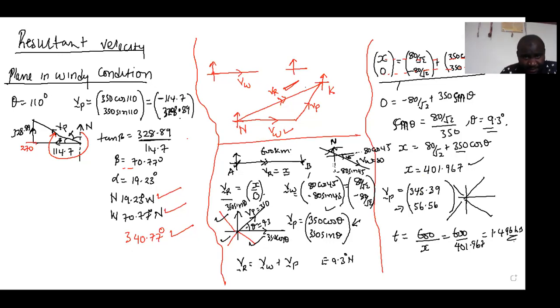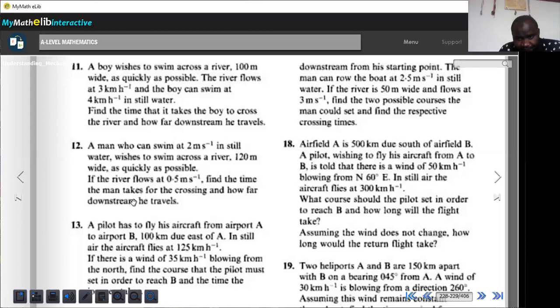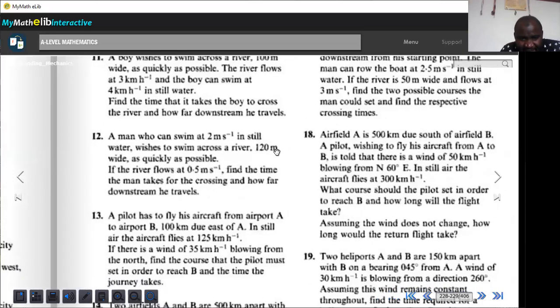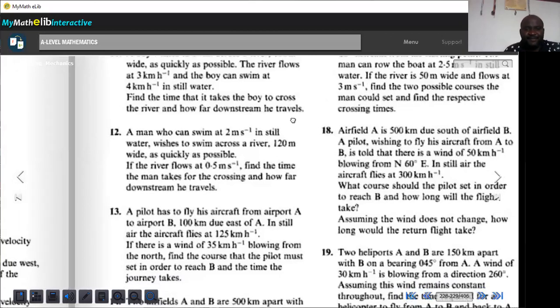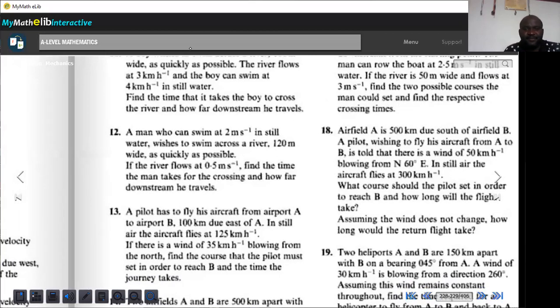Okay. Another number. Here I am. There's number 18. There's number 19. How about your time? Allow me to do number 18 using both methods. Okay. Guys, can you all see number 18?